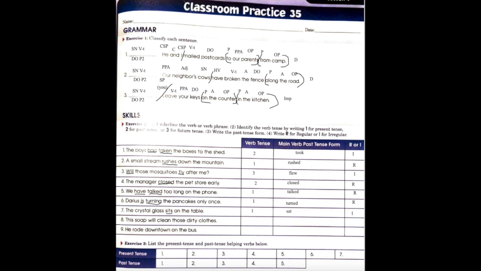Number 8, the soap will clean those dirty clothes. We have a helping verb, will, and we have a main verb, clean. For verb tense, if we have a helping verb, we have to look at that for the verb tense. Will is our helping verb. The tense of will is always future. So we're going to write a number 3 here.